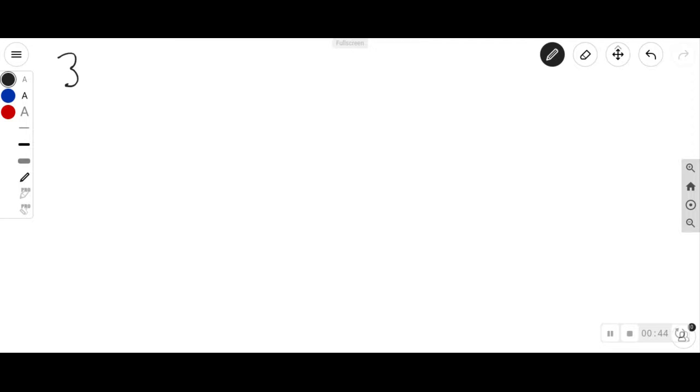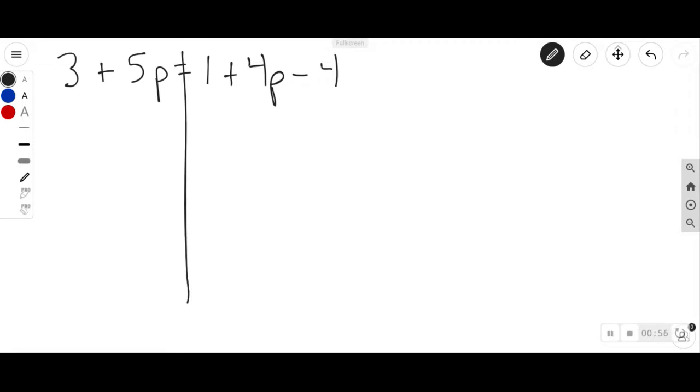So our first equation we're going to look at is 3 plus 5p equals 1 plus 4p minus 4. Now the first thing that I'm going to do is separate my two sides. I always look for distributive first, but I see no grouping symbols, so I don't need to worry about it. So the next thing I always look for is like terms. That means make certain each side has no more than two terms.